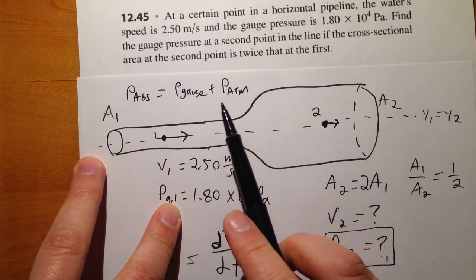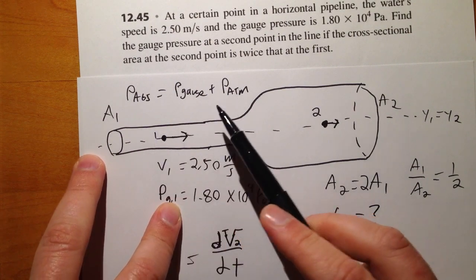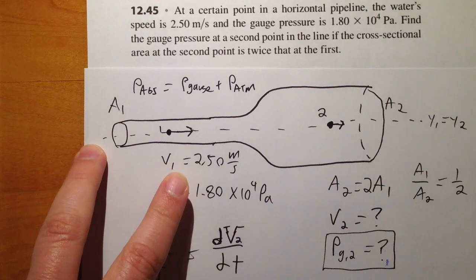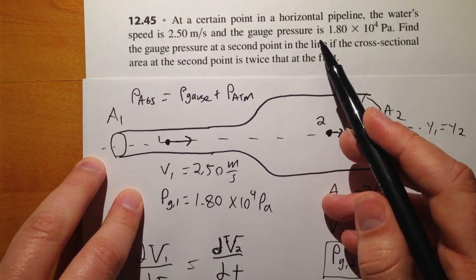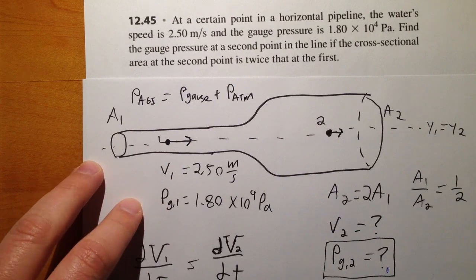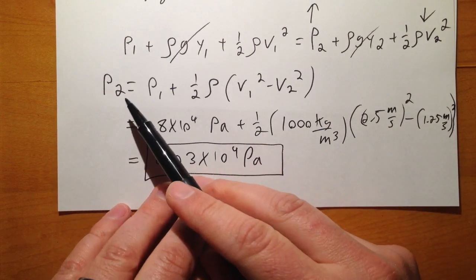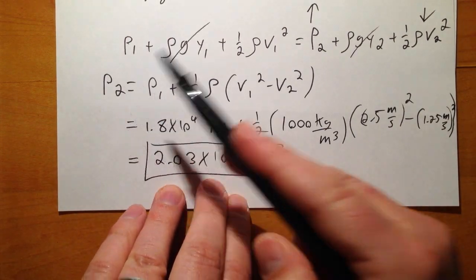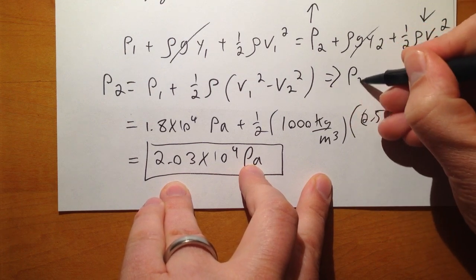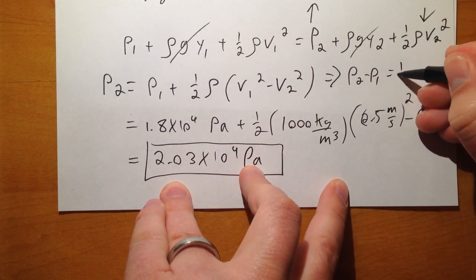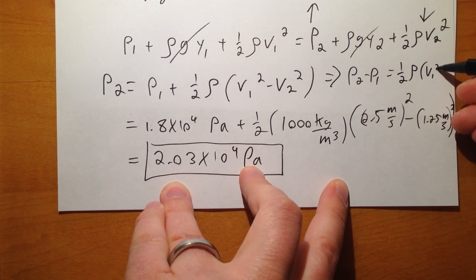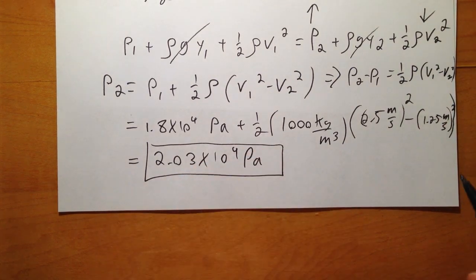I didn't have to deal with converting between gauge and absolute in this problem. I can keep everything as gauge pressure. Why is that? Well, they told me the pressure as gauge pressure. They want the answer as gauge pressure, and Bernoulli's equation is just telling me about pressure differences. Here I'm just finding the difference between P1 and P2. I could rewrite this another way: P2 minus P1, the pressure difference, is just equal to this value, 1/2 rho times V1 squared minus V2 squared. Since both of these are gauge pressures, that's totally fine. It's just asking me about the change in the pressure. So there's your answer. Thank you.